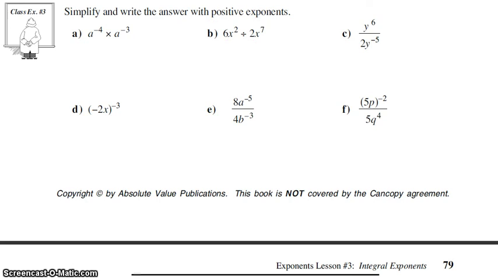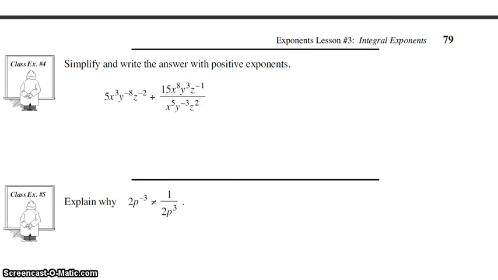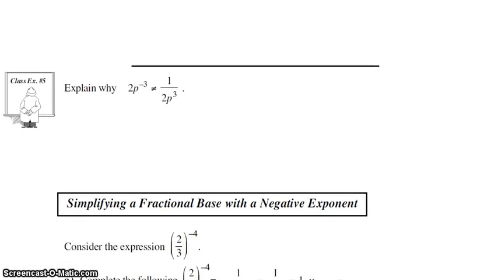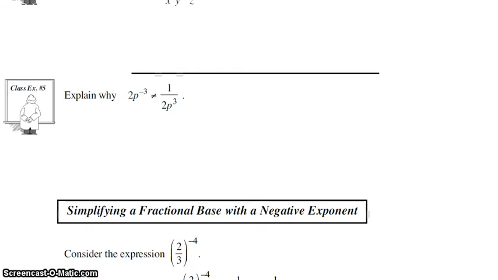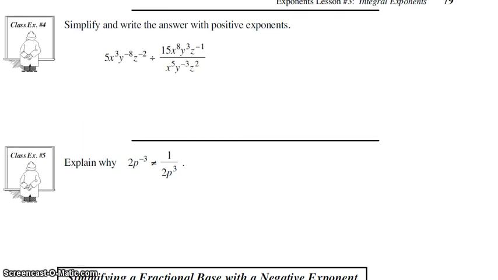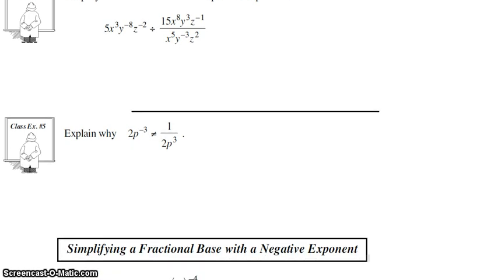Okay, so we're almost done. Simplify and write the answer with positive exponents. Wow, this looks very complicated. Okay, but don't worry. Let's deal with it. Okay, first, there's a division sign. How do you divide a fraction, right? You flip this over. So it's way better if we copy everything and flip everything around.